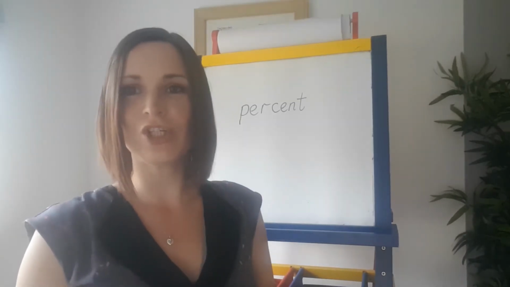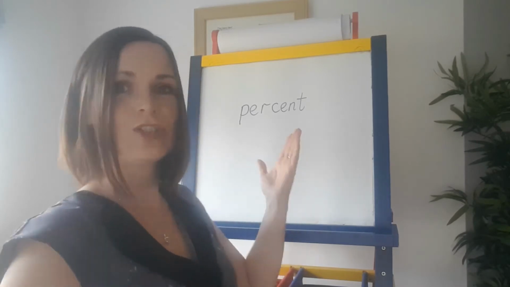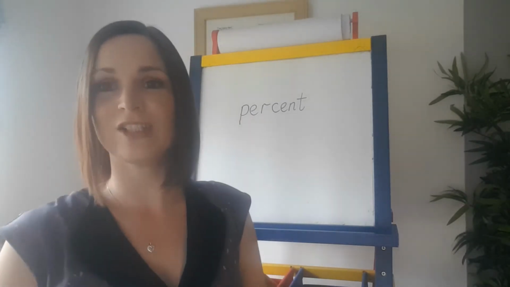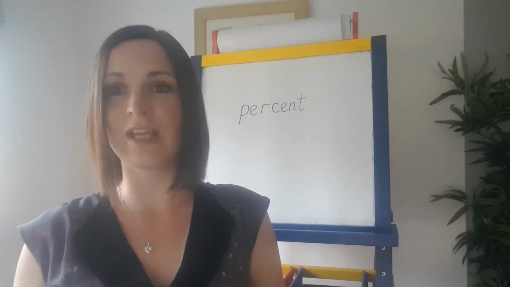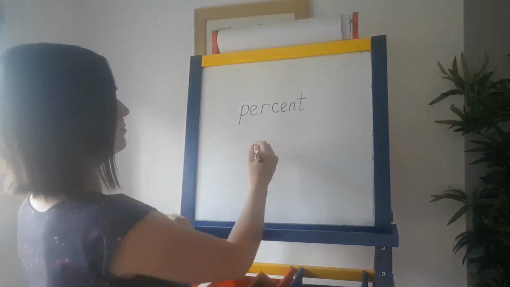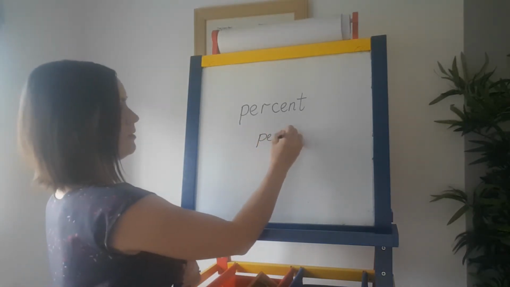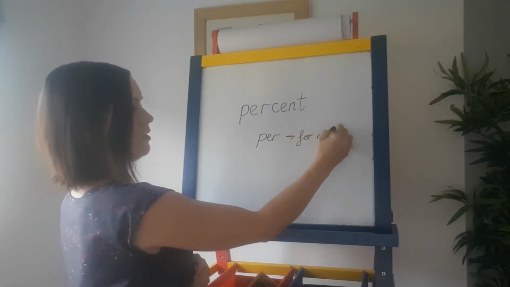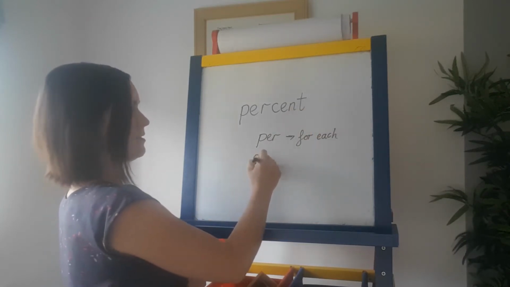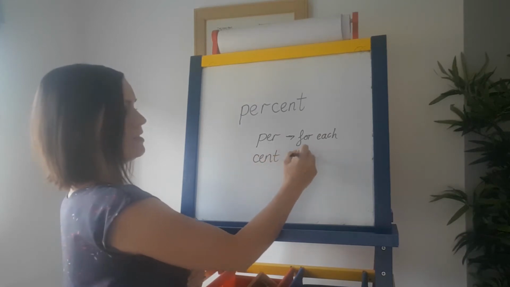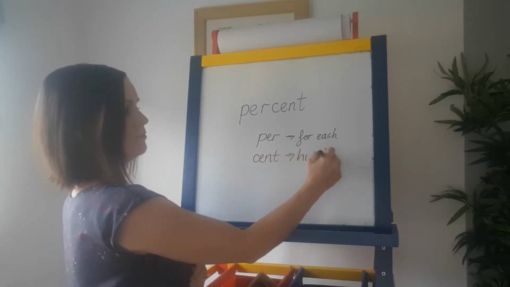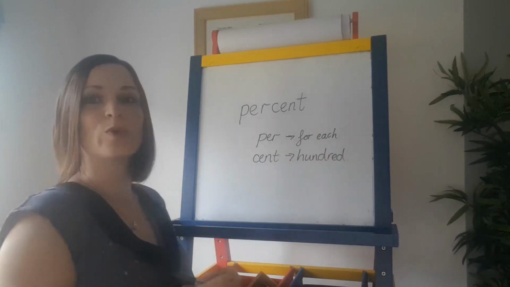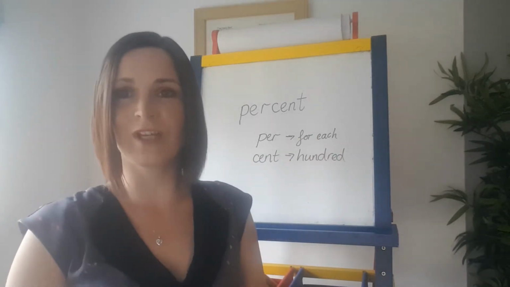Now, if we look at the shortened version of the word percentage, the word percent, it actually means for each 100. Per means for each, and the word cent means 100. So the word percent just means for each 100.